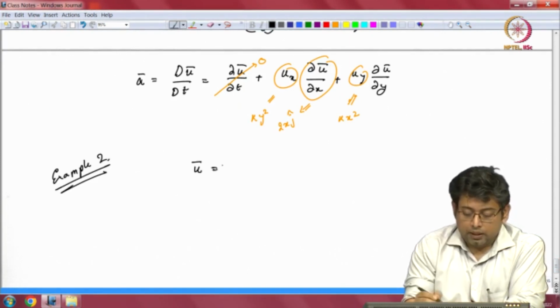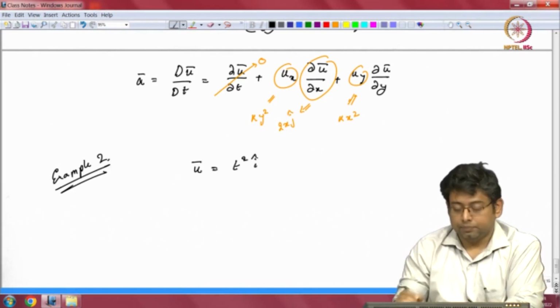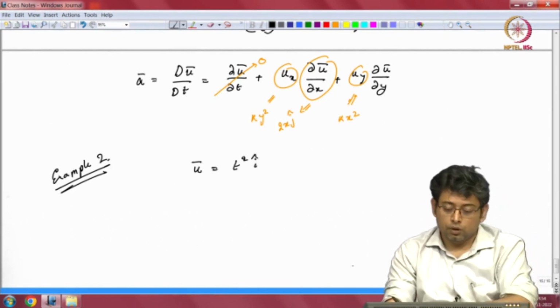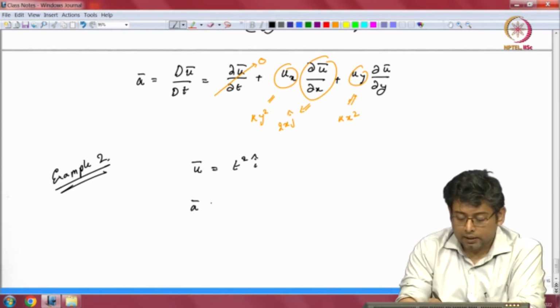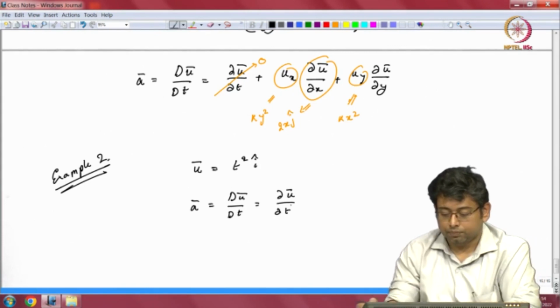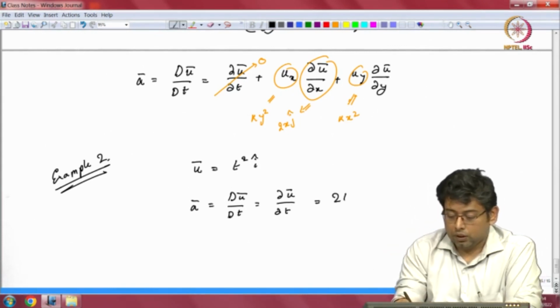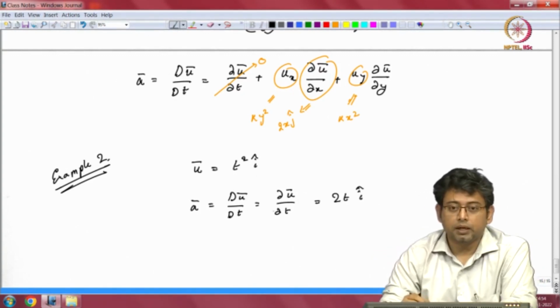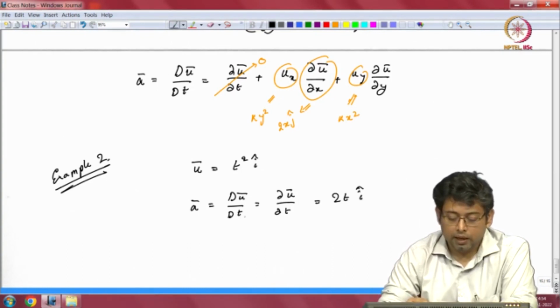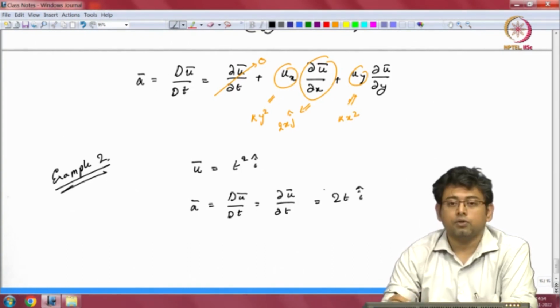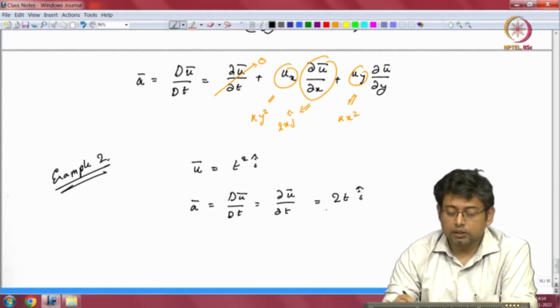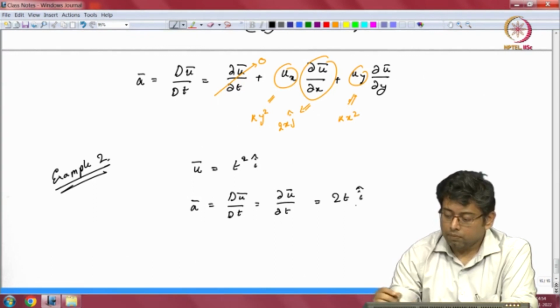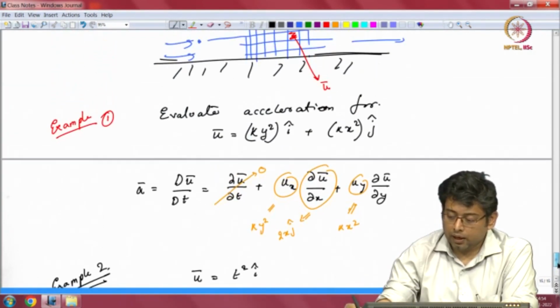So, let's say my u is nothing but some t square I hat. Then if you had to calculate acceleration in this case, again just like before, you end up with 2t I hat. So, in this case, because I do not have any spatial terms, my acceleration in the Eulerian and the Lagrangian, whichever derivative I used to take, would have been the same. So, here things are slightly simpler. Okay. So, this is a key difference.